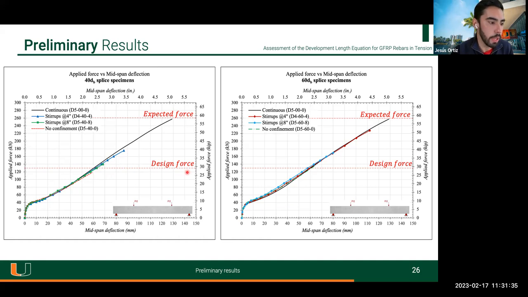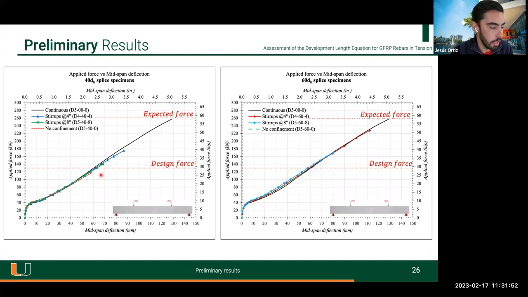So if you try to design that beam with that reinforcement ratio and those dimensions, you will get a design force of around 130 kilonewtons with all the safety factors in the ACI.